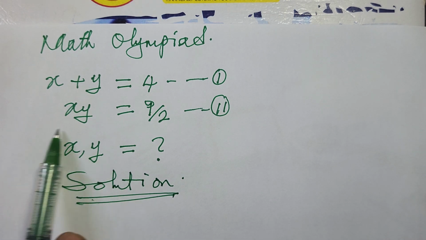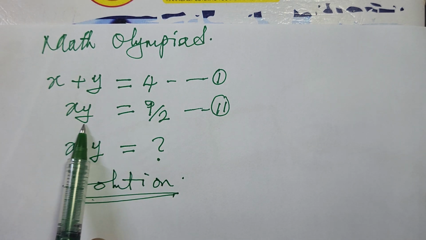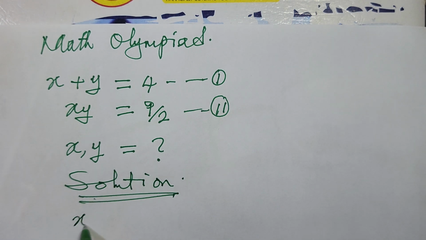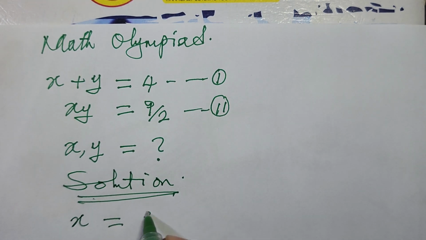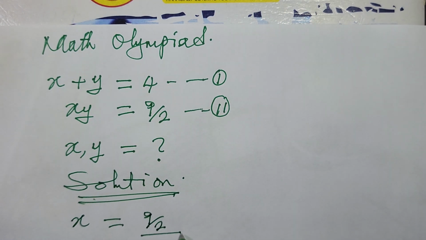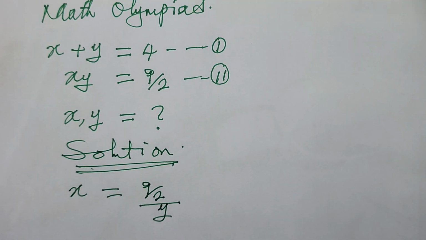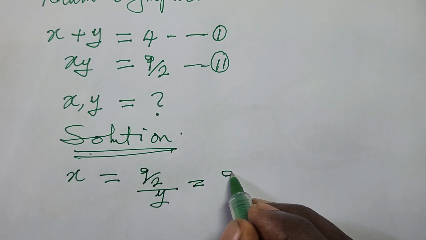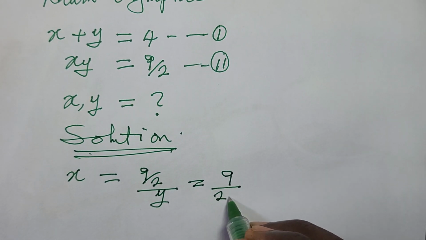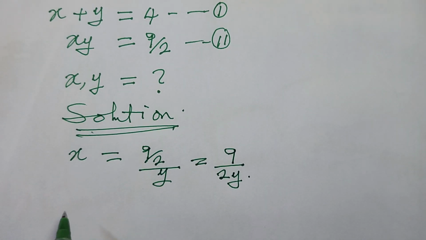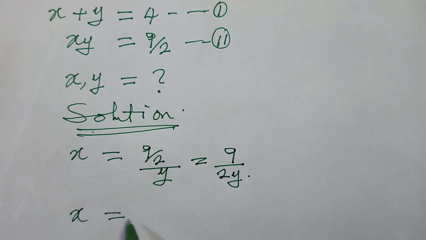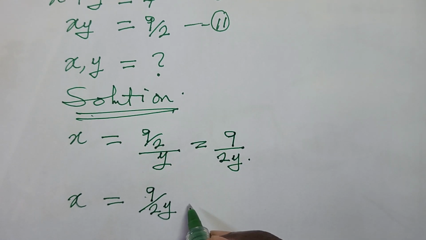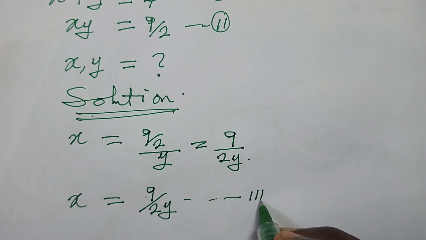If we want to make x the subject of the formula, we have to divide through by y. So x will now be equal to 9 over 2, all over y. If we work this out, this gives us 9 over 2y. So therefore, we now have x equal to 9 over 2y. Let's take this as equation 3.